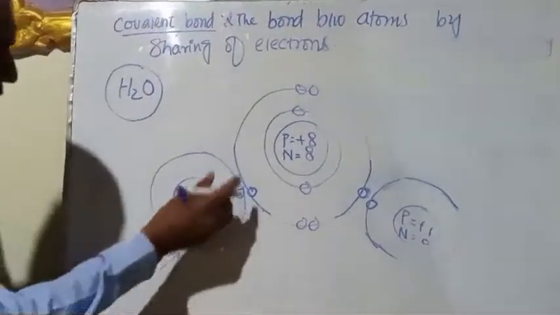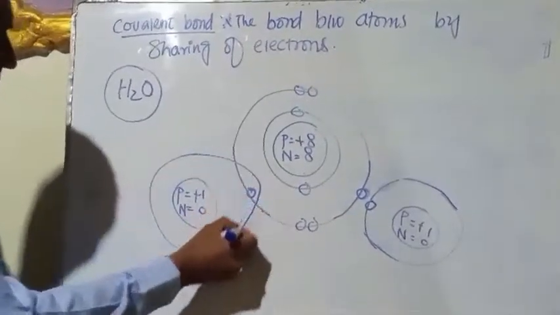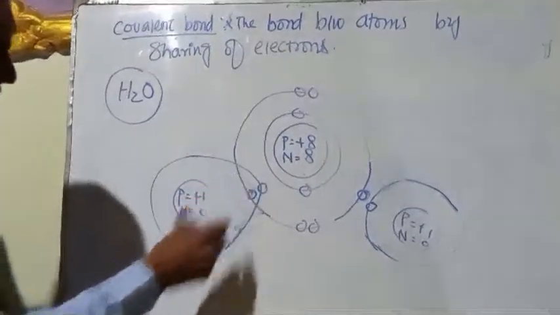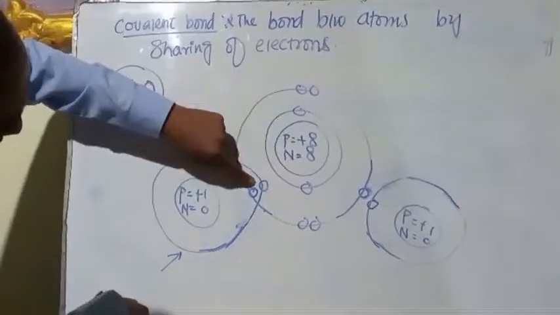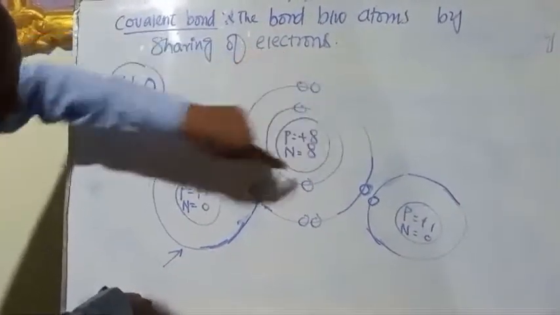Now this time this hydrogen will share 1 electron with oxygen. Now this hydrogen has shared 1 electron with oxygen. This bond is known as covalent bond because these 2 electrons are counted both for hydrogen and also for oxygen.